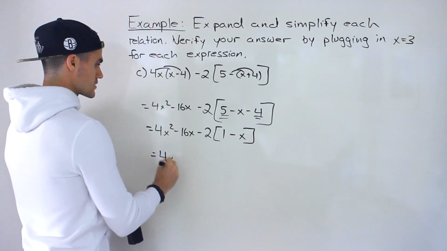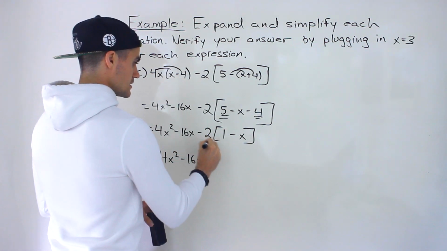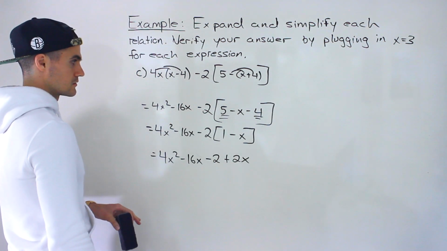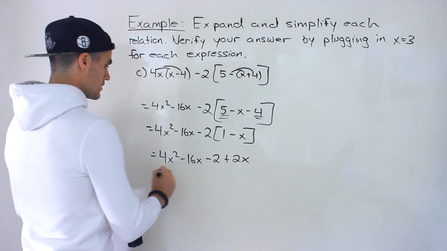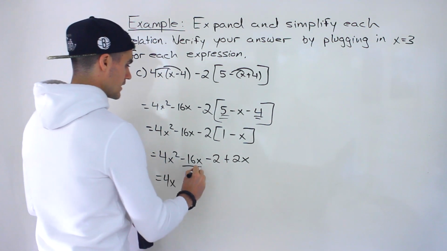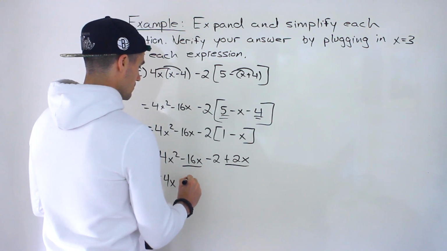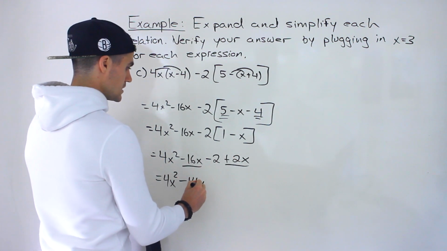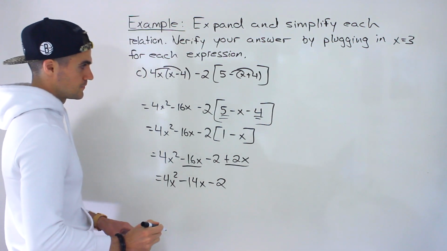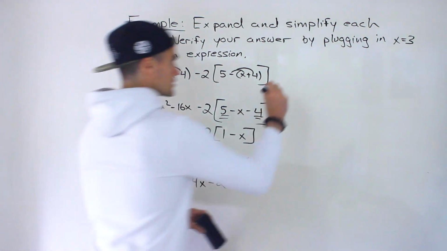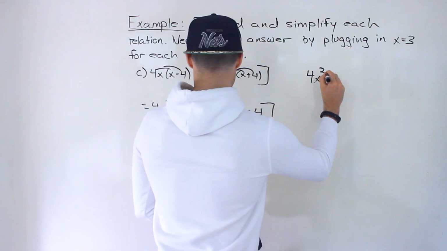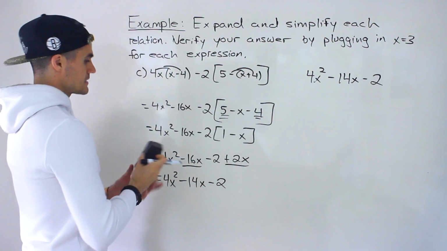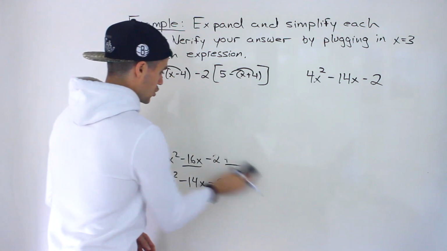So from here, 4x squared minus 16x, distribute -2 plus 2x, like that. So from here, 4x squared, -16x plus 2x gives us minus 14x. And then we got a -2, like that. So let's actually write this over here on the side. And let's see if this is correct.